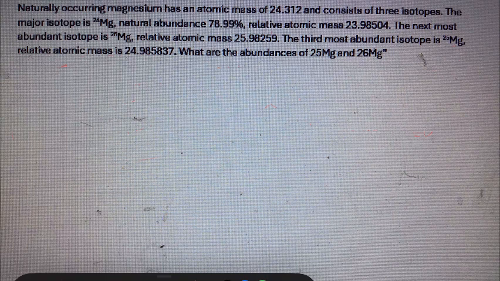Naturally occurring magnesium has an atomic mass of 24.312 and consists of 3 isotopes. The major isotope is magnesium-24. Natural abundance is 78.99%. Relative atomic mass is 23.98504. The next most abundant isotope is magnesium-26. Relative atomic mass 25.98259. The third most abundant isotope is magnesium-25. Relative atomic mass is 24.985837. What are the abundances of magnesium-25 and magnesium-26?